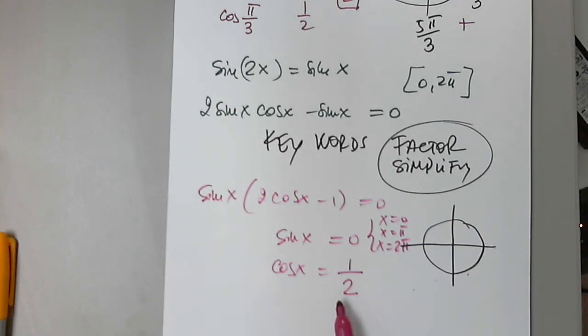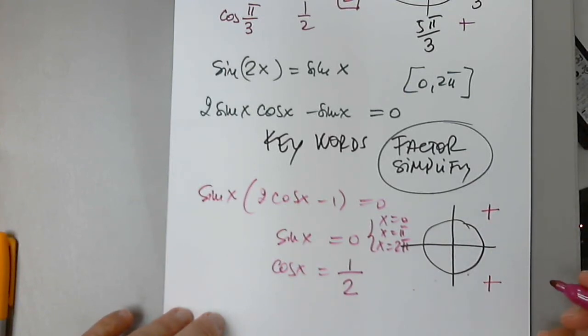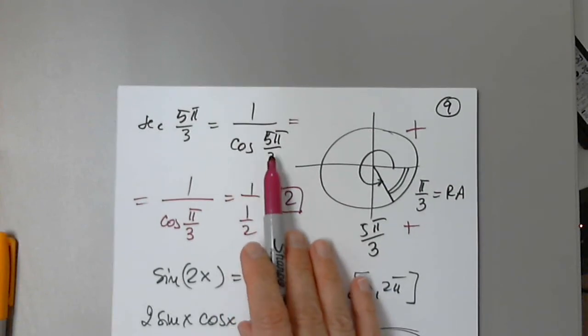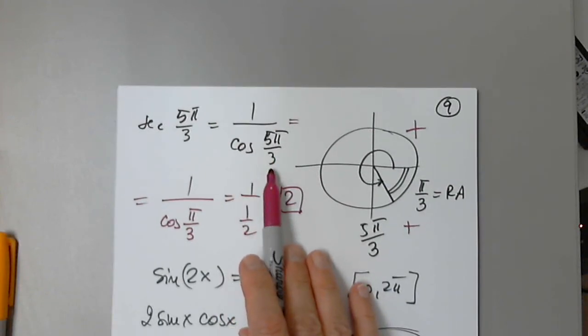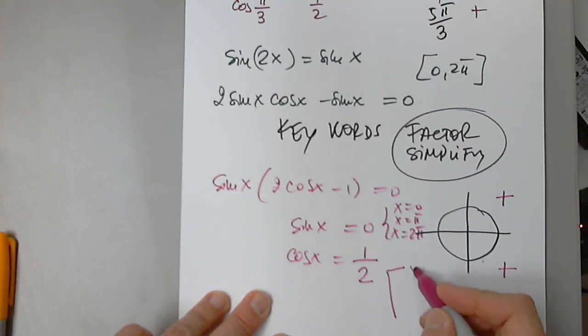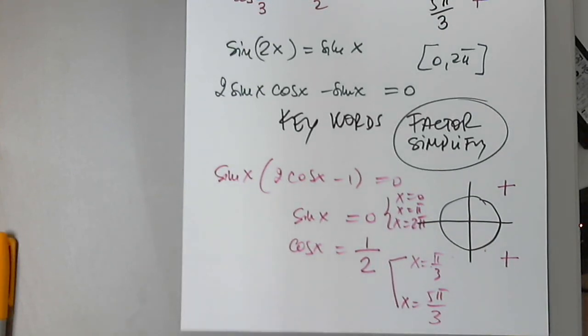Okay, where is cosine 1/2? So it has to be in the first quadrant and the fourth quadrant. But just a minute ago, we determined one of them, 5 pi over 3. So there are two options here: x equals pi over 3, and the other one is 5 pi over 3. We just determined it.